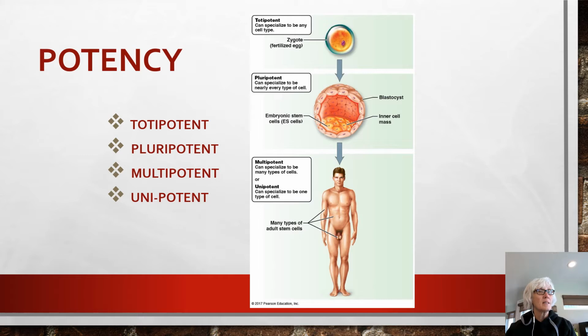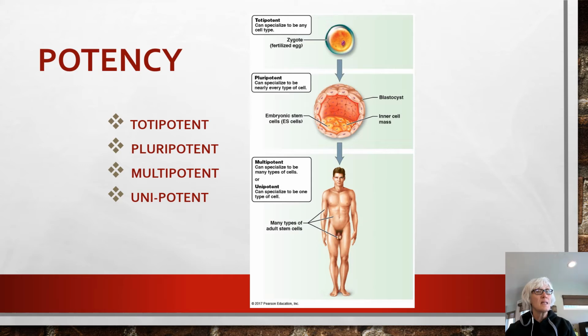If a stem cell has the capacity to develop into any type of cell, we describe that stem cell as a totipotent stem cell. It can become anything. Totipotent stem cells are only present in fertilized eggs until the end of the morula stage. After the cell enters the uterus, it becomes a blastocyst.